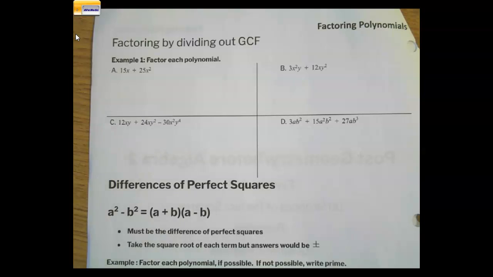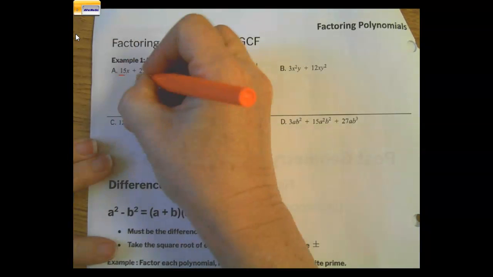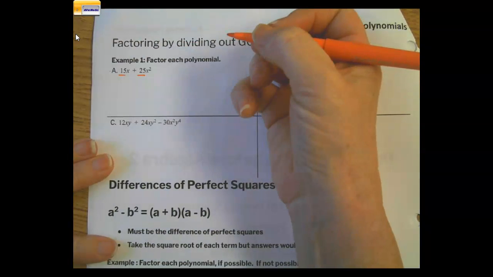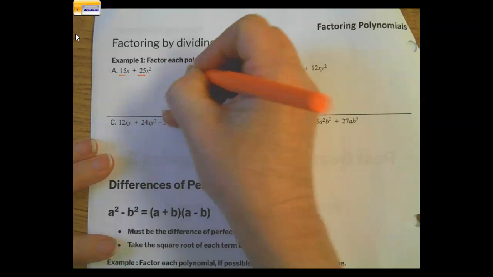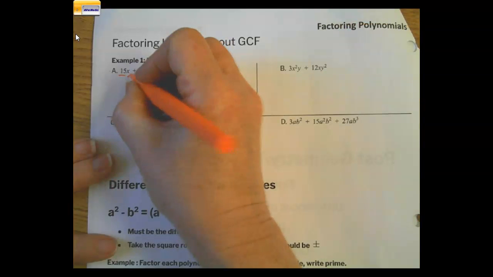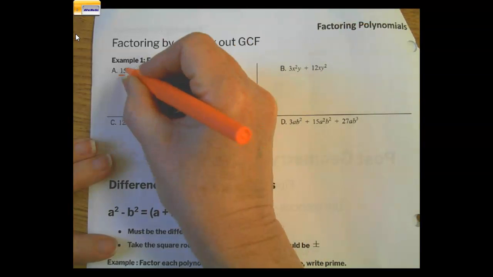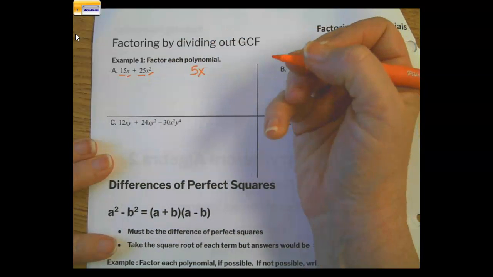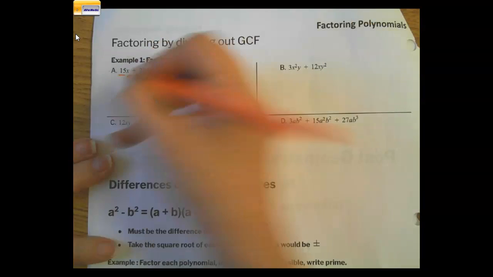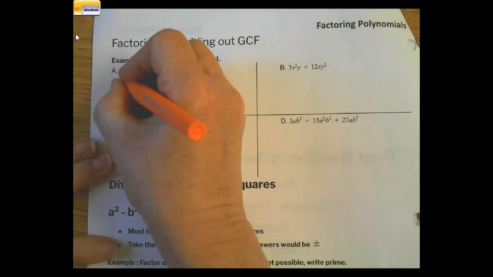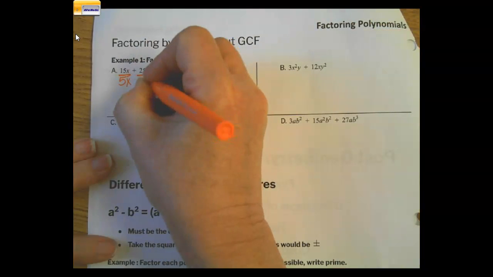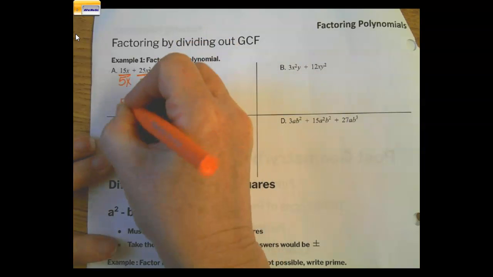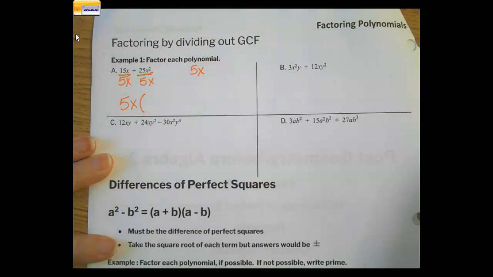If you're finding the greatest common factor, I always look at my numbers first. What is my GCF between these two numbers? Hopefully you said 5. And then I look at my variables. What is the greatest that they have in common? Hopefully you said 1x. So I'm going to divide each of these by that greatest common factor of 5x. So it comes out of the equation.